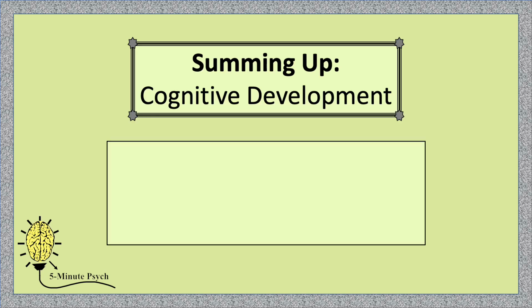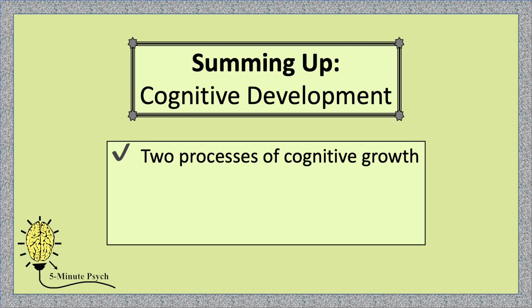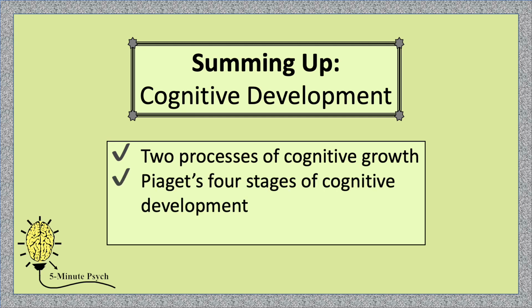Well, we just discussed cognitive development by starting with a discussion about the 2 processes that Piaget believed led to cognitive growth. Then we examined Piaget's 4 stages of cognitive development before we ended with an evaluation of Piaget's theory.